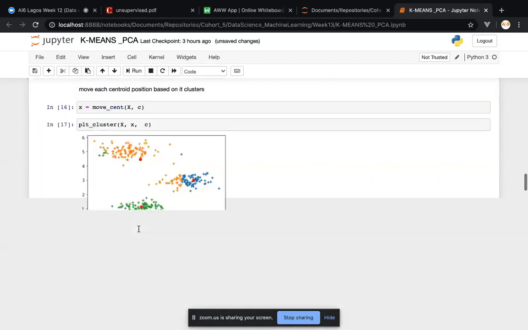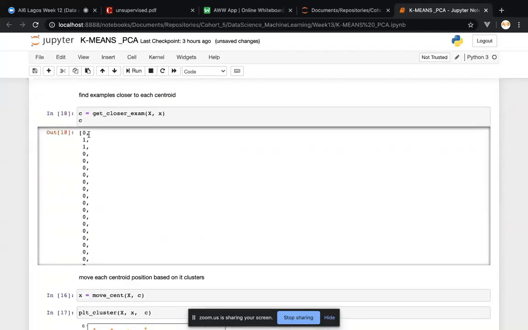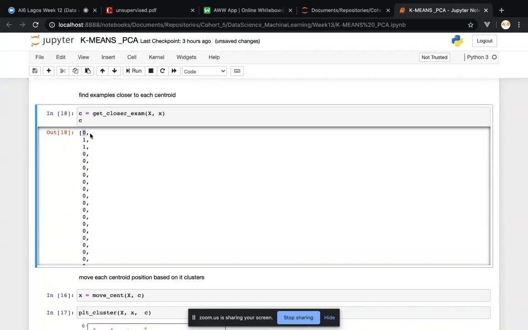So now, C, as you would see here, corresponds to all the data points. Each index of C corresponds to each data point that we have, and the value 0 means it is closer to the first centroid. Value 1 means it's closer to the second centroid, and value 2, as you see here, means it's closer to the third centroid. So let's see the shape of this.